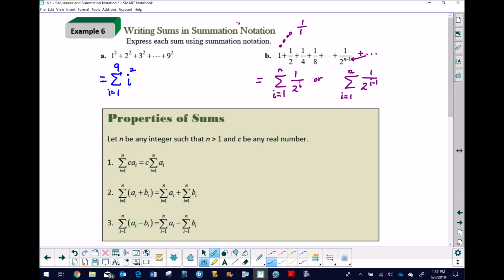Oh, wait a minute. Time out. This first one's not going to work. I got to make an adjustment. Sorry. What would my lower bound be? 0.